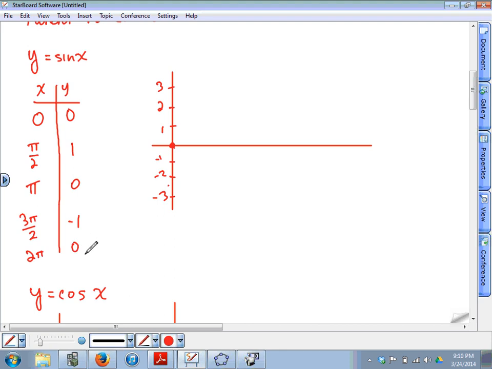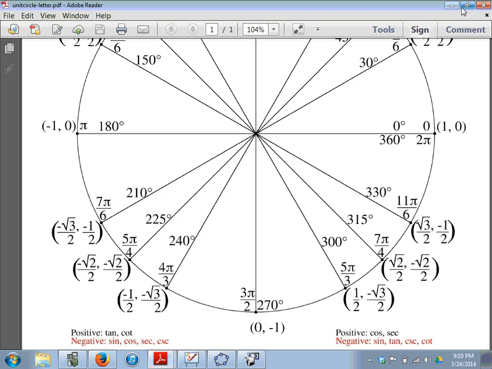Now here's the periodic or the repeating pattern part. If we kept going indefinitely on the x-axis, let me get this up here.